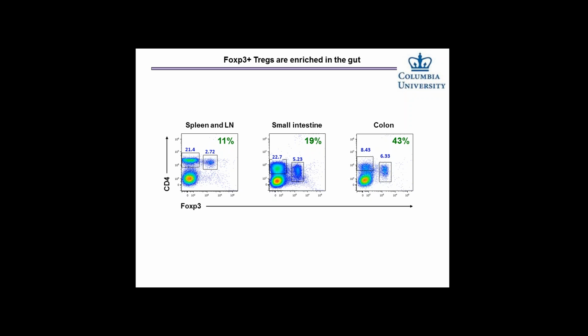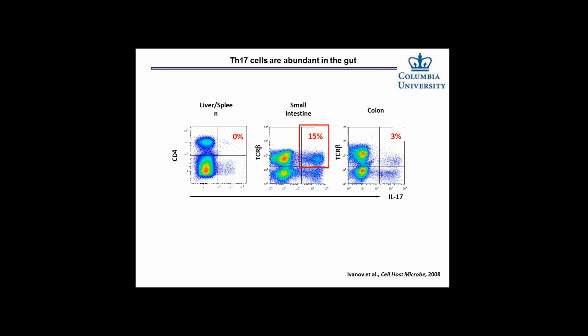However, they are enriched in the small intestine, especially in the colon, where 40 to 60% of the CD4 T cells may be regulatory T cells. But interestingly, similarly to regulatory T cells, when we looked at the representation and distribution of Th17 cells at steady state, we found that even though IL-17 producing cells were present in all tissues, only in the intestinal tissues, including small intestine and colon, they represented a significant proportion of the IL-17 producing CD4 T cells.